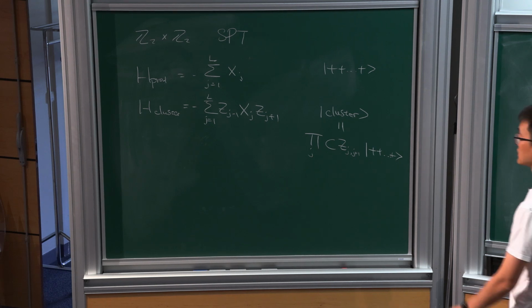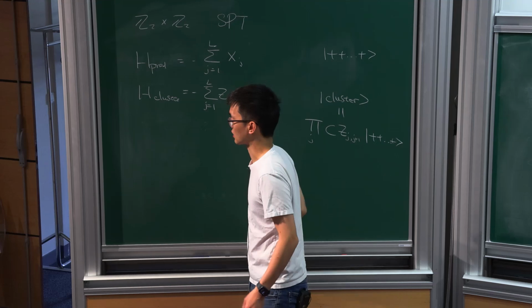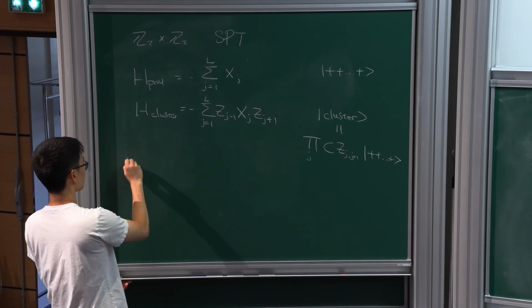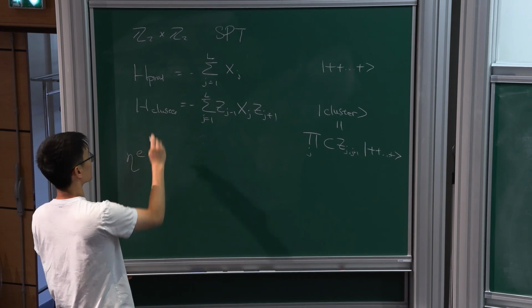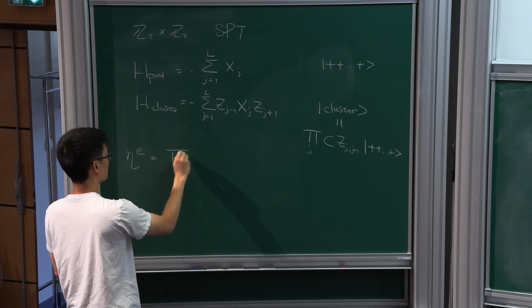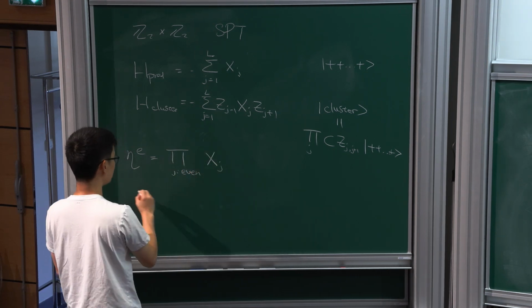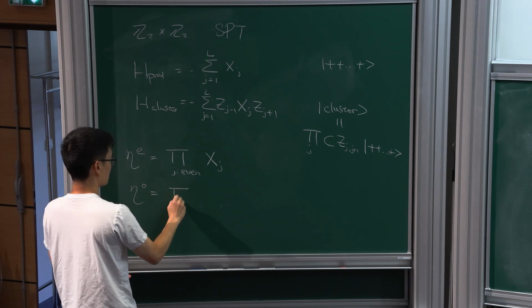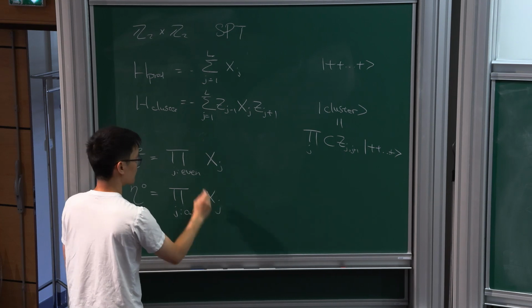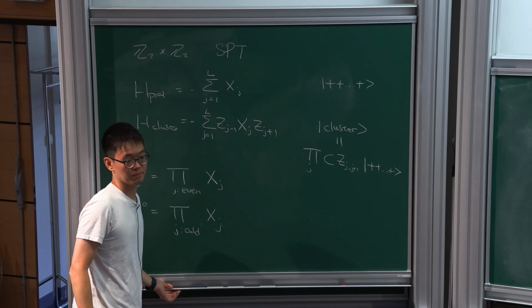Now, without imposing the symmetry, the two Hamiltonians are completely equivalent. Both of them describe a trivially gapped phase. But the claim is that the moment you impose this Z2 cross Z2 symmetry generated by eta even, which consists of the product of Xj over all the even sites, and eta odd, which consists of the product of Xj over all the odd sites, then they become distinct Z2 cross Z2 SPTs.